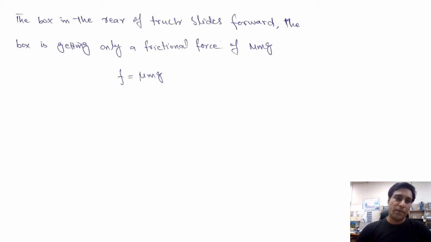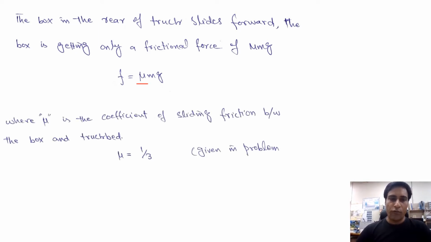So the box in the rear of the truck, as mentioned in the problem, when the truck is traveling on the level road and the driver applies the brakes, the box in the rear of the truck slides forward. The box is getting only a frictional force of mu mg. This mu is the coefficient of sliding friction between the box and the truck bed, and its value is given in the problem as 1/3.